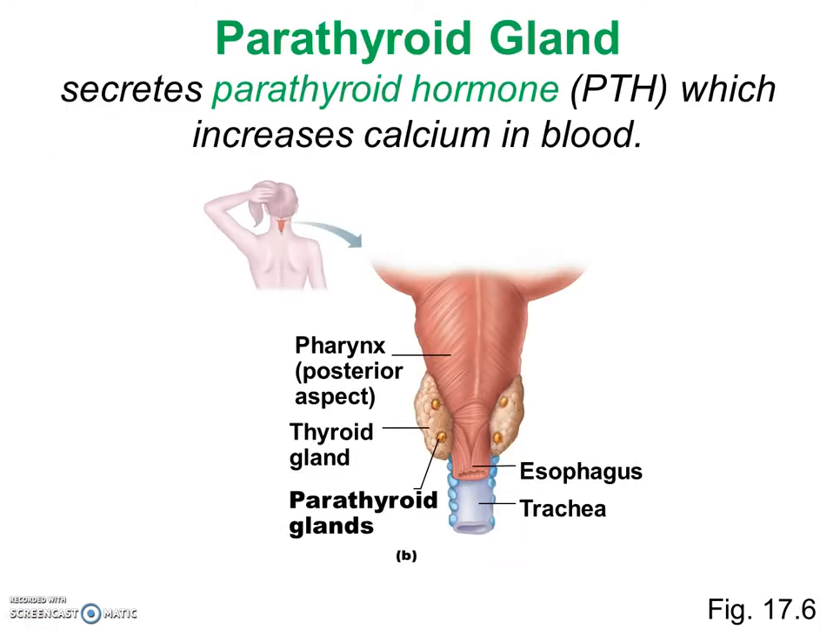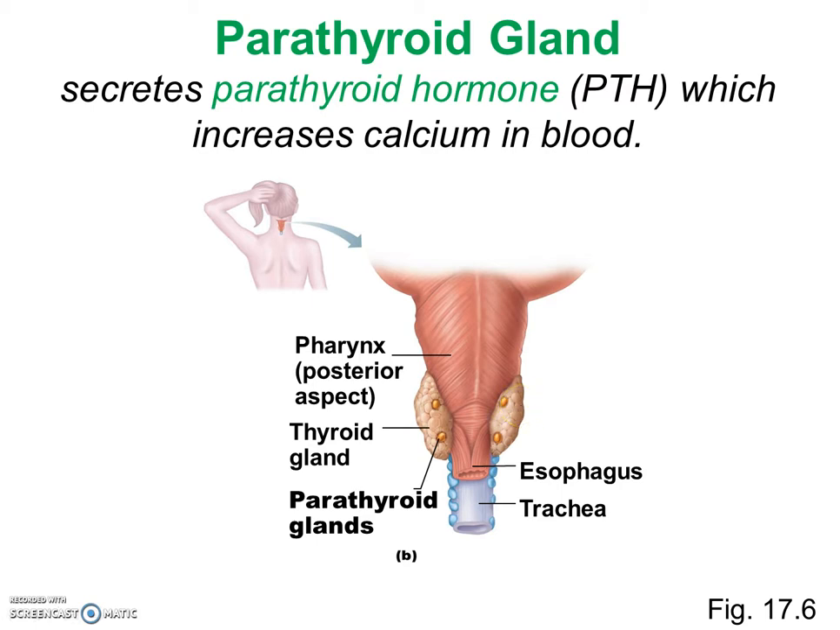Next, let's look at the parathyroid gland. The parathyroid glands are located on the posterior side of the thyroid gland. So this is a posterior view of the neck. Right here you can see the thyroid gland. Remember, it's bilobed, so there's one on the left and one on the right. And see these four little golden circles? Those are your parathyroid glands. So you actually have four of them.